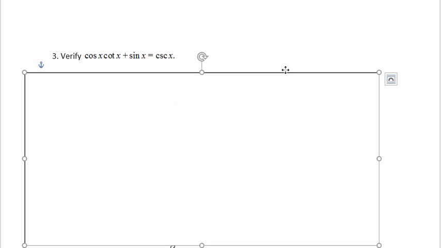And again, now let's go back to another verifying a trig identity here. So let's go ahead and verify this. And again, I'm going to work the left side, simplifying it down until I get it to become the cosecant of x. So go ahead and give this one a shot.